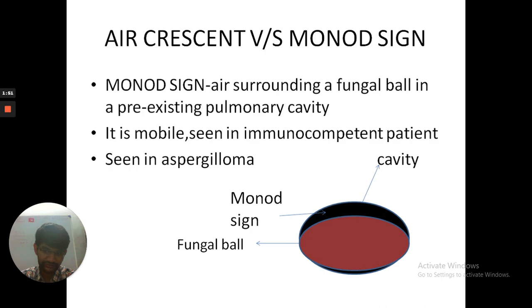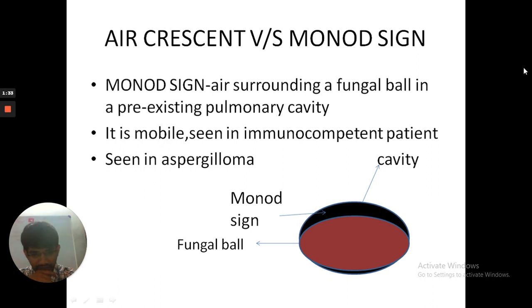So what is the difference? One more topic which you need to discuss is the difference between the air crescent and the Monod sign. Most of the time it is used interchangeably, but we need to know exactly what is the difference between the air crescent and Monod sign. Monod sign is used when there is air surrounding a fungal ball within a pre-existing pulmonary cavity.